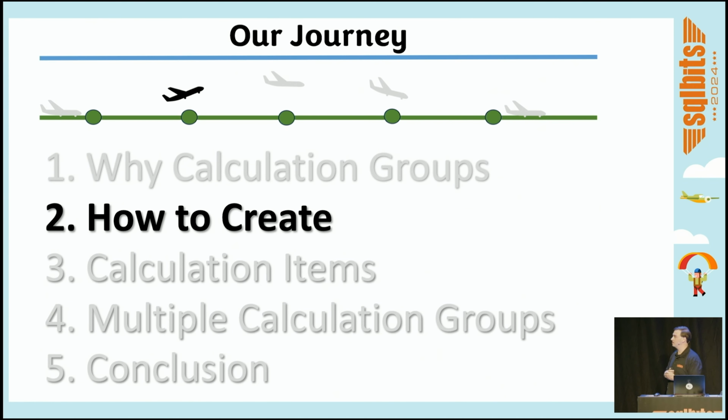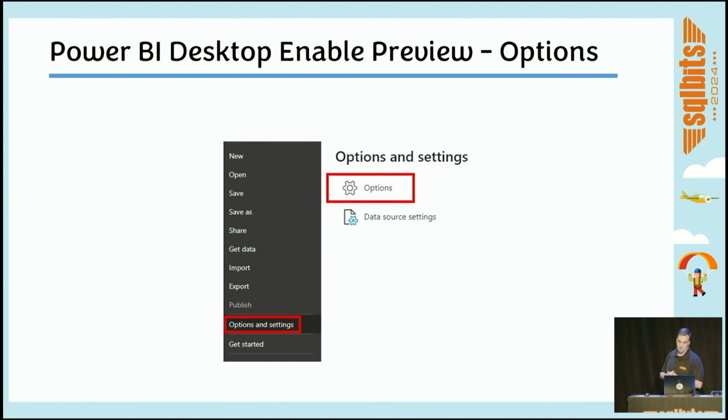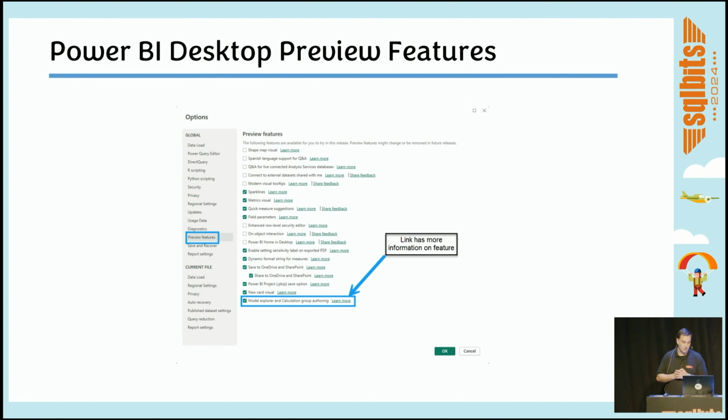So how do you create them? There's two ways, like I said, Tabular Editor and Power BI Desktop. Let's start with Power BI Desktop. The first thing you have to do, and I know there's multiple ways in Power BI Desktop to get here, I think there's the little gear icon in the bottom right-hand corner, but you need to get to options and settings and then go to options. We need to go to preview features and we need to enable model explorer and calculation group authoring.